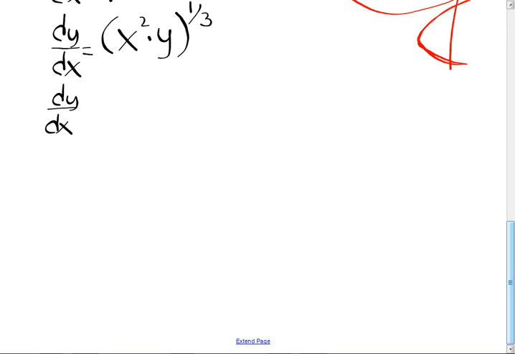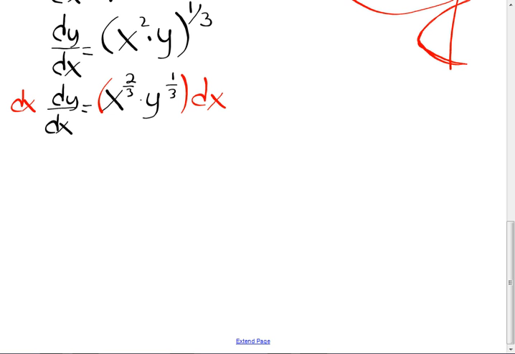No. Not if it's addition. So this is equal to x to the, now you multiply these, remember that? To the 2/3 times y to the 1/3. Now I'm ready to separate these. So let's multiply through by what? dx. Get rid of the derivative first place. Right?